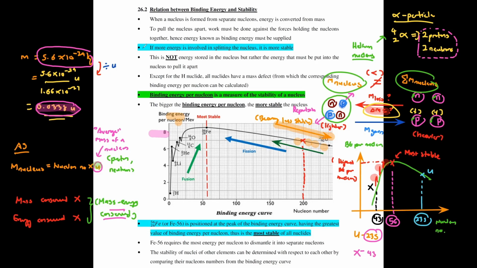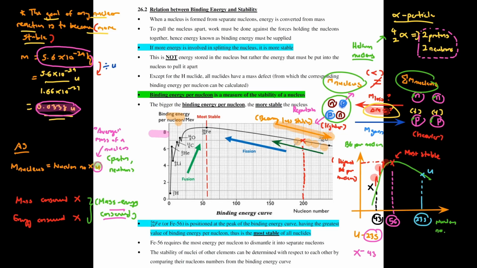Before I go any further, this is something I should mention. The goal of any nuclear reaction is to become more stable. Whenever you have any kind of nuclear reaction, the goal is always to become more stable. You will never have a nuclear reaction occurring naturally to become unstable. It will always try to become more stable. That's just the way things are.